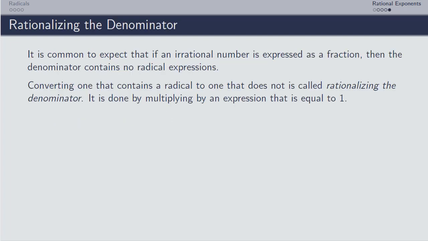All right. One more concept here before we close, the idea of rationalizing the denominator. It's common to expect an irrational number expressed as a fraction where the denominator contains no radical expressions. So the denominator is an integer, even though the top may not be. The idea here is if we have an expression where the denominator does have a radical in the bottom, we want to be able to find an equivalent expression for that number that doesn't. This is called rationalizing the denominator.